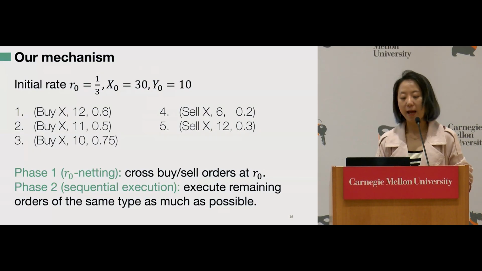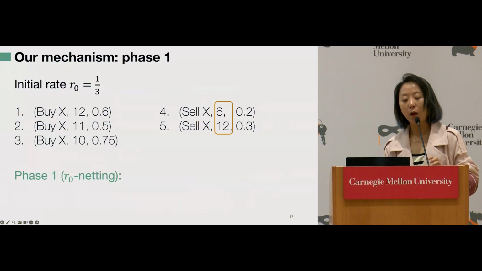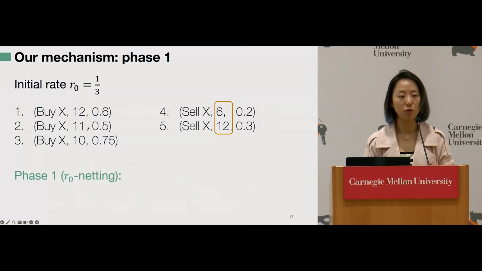Let's say we start with an initial rate of 1/3. We have 3 buy orders and 2 sell orders. Since the cumulative volume of the 2 sell orders is smaller, we're going to clear all the 2 sell orders in phase one. To clear these 18 units of sell orders, we're going to execute 18 units of buy orders.